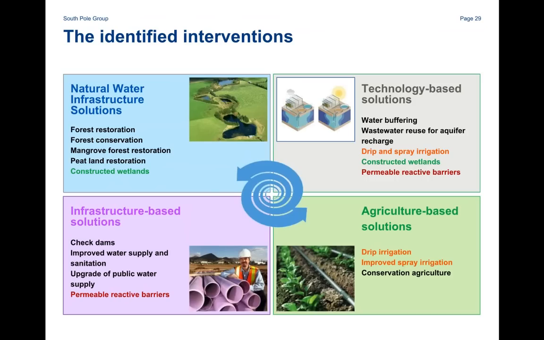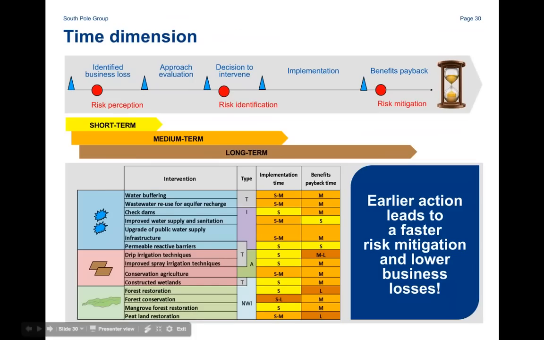And lastly, we look at solutions that could specifically be applied to the agricultural sector. As you can see from the different coloring, some measures have characteristics that belong to different clusters, so they have, let's say, multiple functions. What we did with these 14 measures that we identified, we look at 3 dimensions.